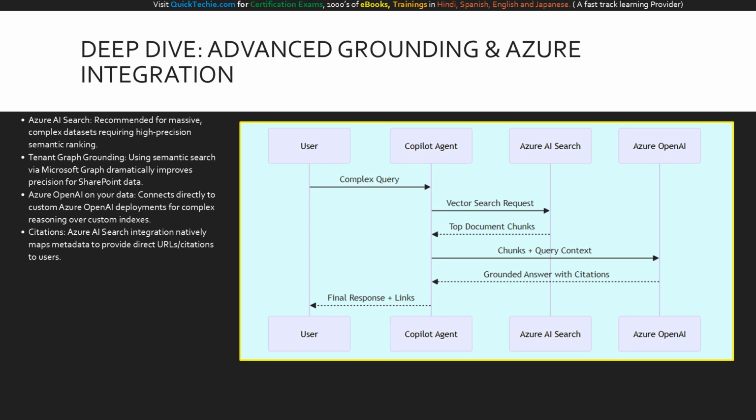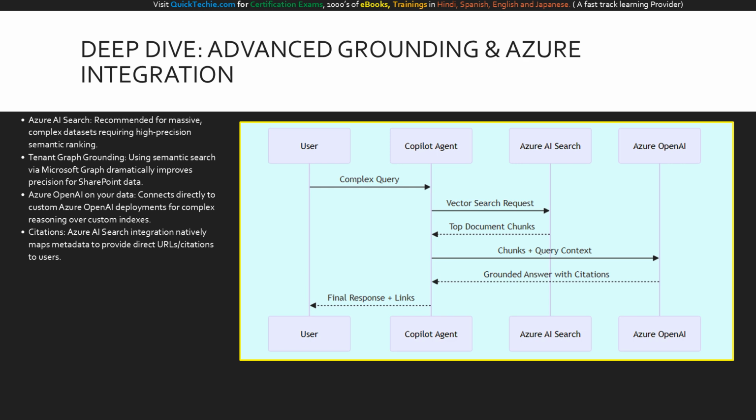For enterprise scenarios requiring massive scale or highly complex reasoning, we must look at advanced grounding techniques. If your dataset is exceptionally large or complex, integrating Azure AI Search provides unparalleled vector search capabilities and high-precision semantic ranking. For heavily utilizing Microsoft 365 data, enabling tenant graph grounding with semantic search uses cutting-edge retrieval to give the agent massive context with incredible accuracy.